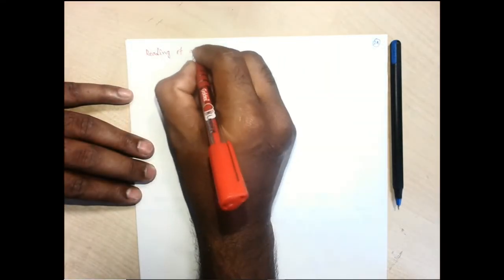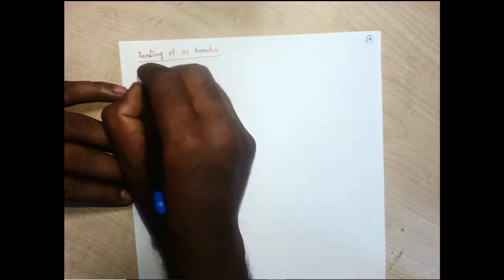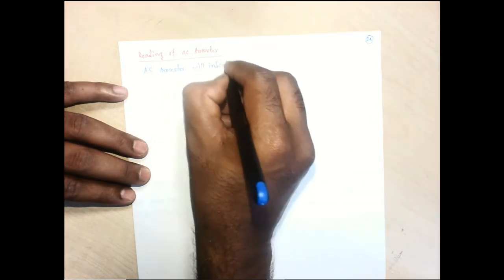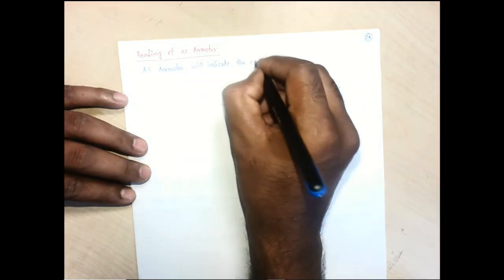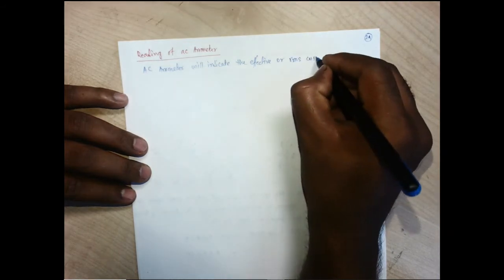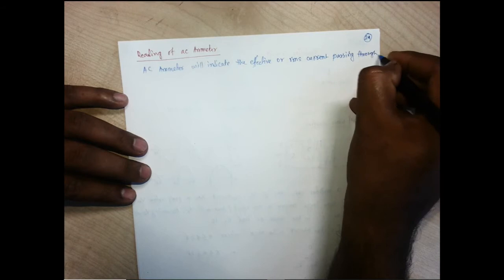Next, the reading of the AC ammeter. This meter will indicate the effective or RMS current passing through the circuit.